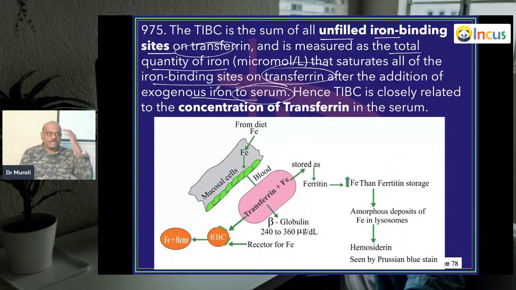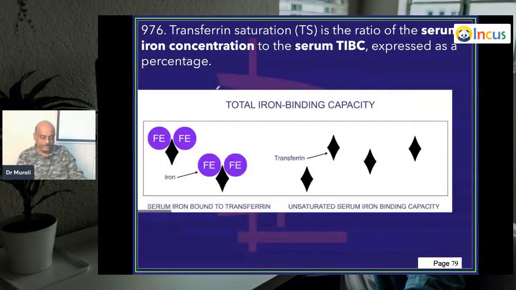And what happens in people who have anemia of chronic inflammation? Their transferrin levels are suppressed. Ferritin levels are increased. So because of that, the whole TIBC will become decreased. Whereas in iron deficiency anemia, transferrin is normal, but the unfilled iron sites are more, hence TIBC is increased. Right? Now you understood? Very good, very good, very good.